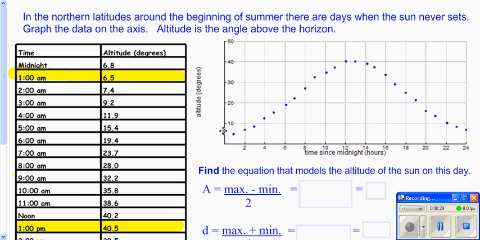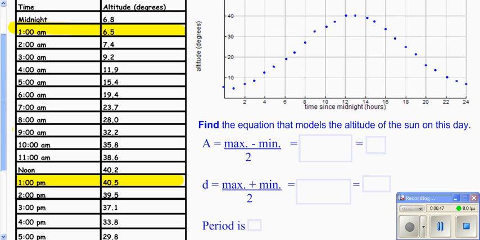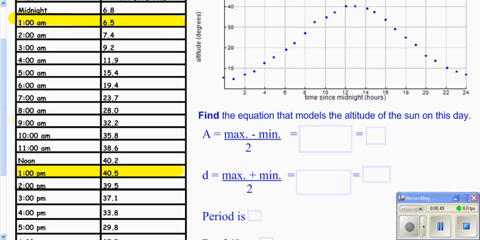When you plot these points, you get a curve that looks about like this. You should realize that this looks pretty close to a sine curve or a cosine curve. It's just shifted to the right and shifted up. And that's really what we need to find, the equation that models this data.